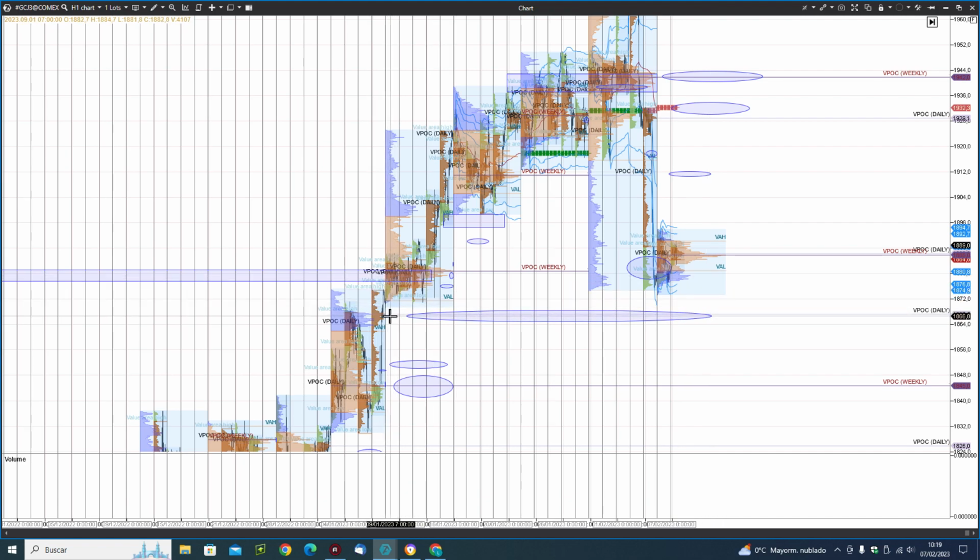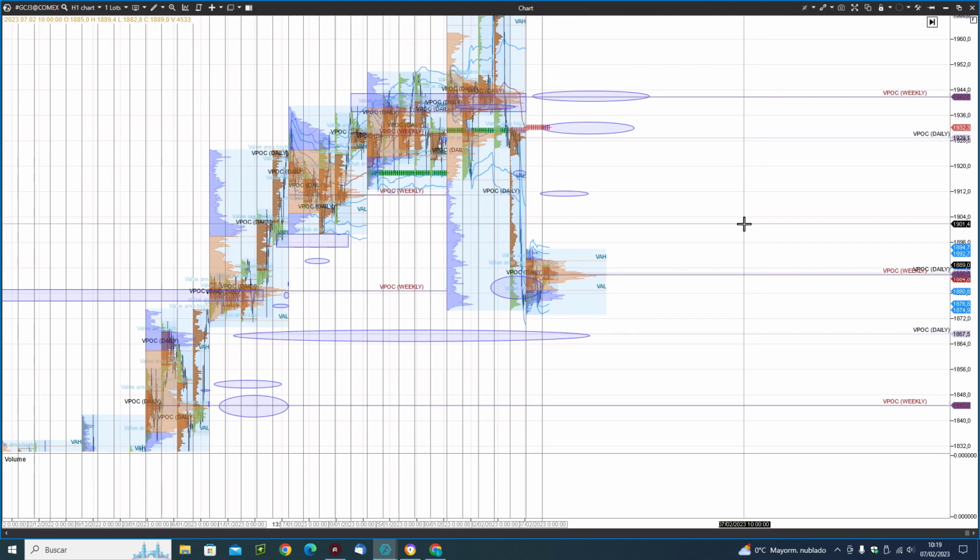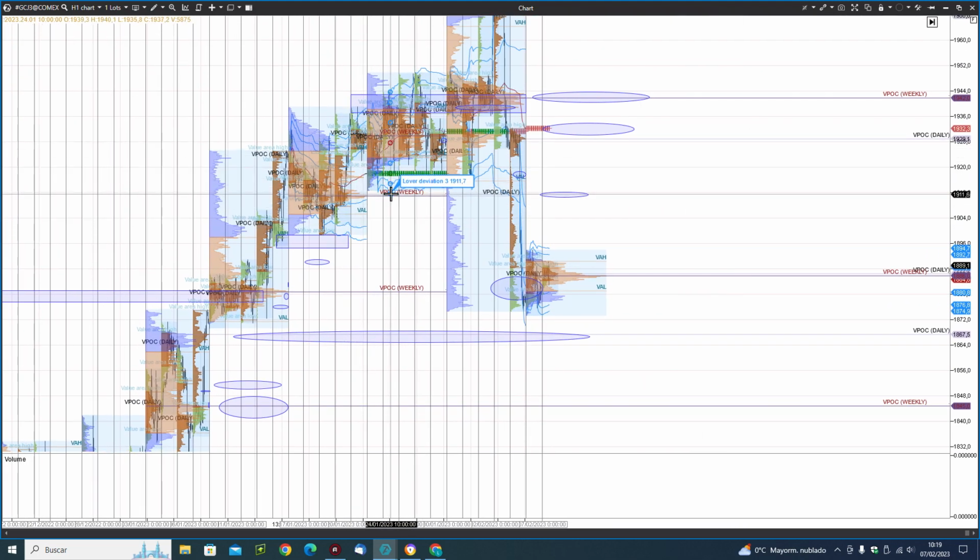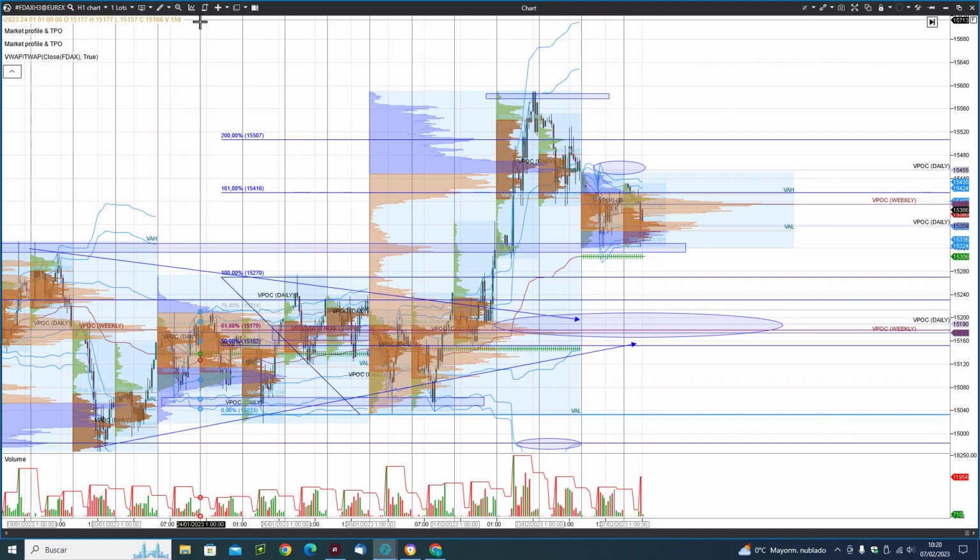Lower target will be this point at 1866, and the higher targets will be this high volume node at 1910. Then we have here a high density zone of volume with weekly VWAP at 1932 and this naked weekly VPOC at 1942.